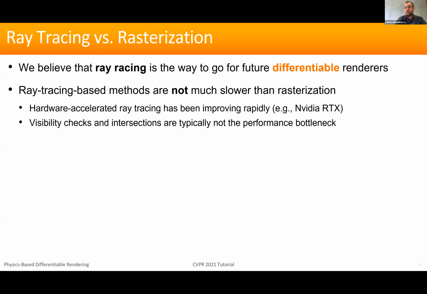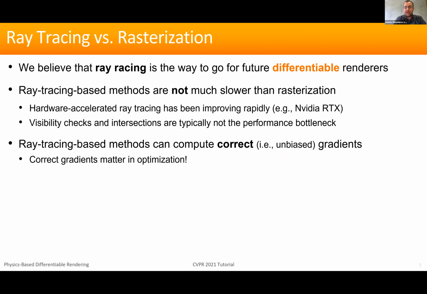Now, not only are they not slower, in fact, they're competitive. Ray tracing-based differentiable rendering methods offer another advantage compared to rasterization-based differentiable renderers in that they compute correct, unbiased gradients. And what I mean by that is that the ray tracing-based differentiable rendering techniques can accurately handle all of the different types of discontinuities, visibility, and so on, tricky effects that show up even when one only considers direct illumination. So I'll go into a lot of detail about what I mean with these visibility discontinuities and other issues that show up when differentiating direct illumination.